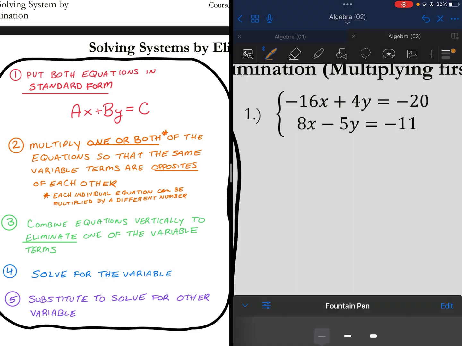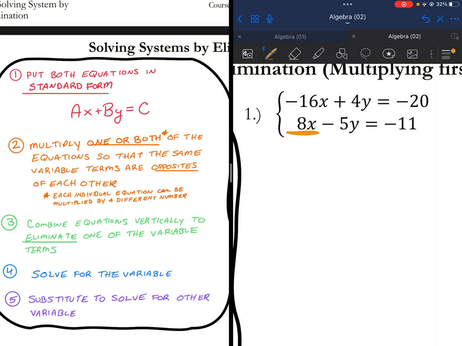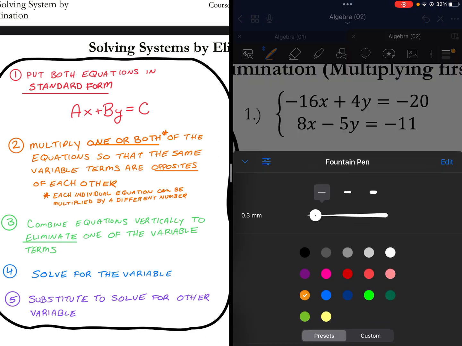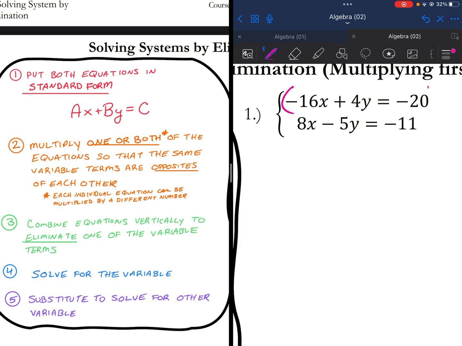So that's what we want to do. One of them looks easier than the other to change though. I notice that, hey, my x's are kind of similar. I'm going to multiply this by 2 so that this equation changes to 16x minus 10y equals -22, right? Because now my x's are opposite each other. If you didn't see that and you were like, you know what, I'm gonna make it so my y's are opposite each other, you can multiply the top one by 5 and the bottom one by 4. That is also another option, but I'm going to stick to the other one here.